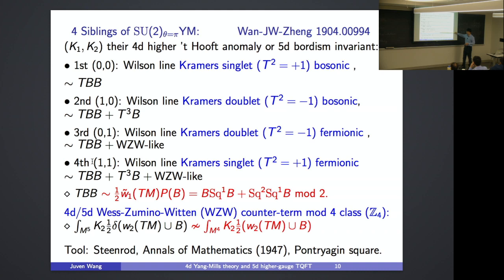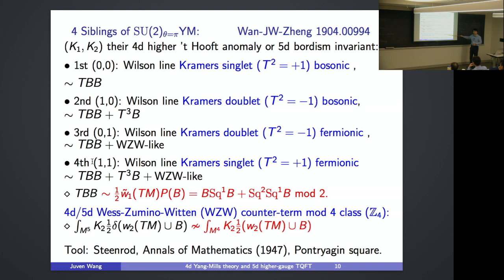Moreover, with Kramers doublet, like the bosonic case, actually there is a TB term, which means linear in T, linear in B. And such a term can also be written precisely as W1(TM) cubed B on a closed manifold, with W1(TM) squared SQ1 B. And additionally, there is a WZW, which is a Witten-like term, a combo term. And such a term turns out is not the usual case, which is a Z class.